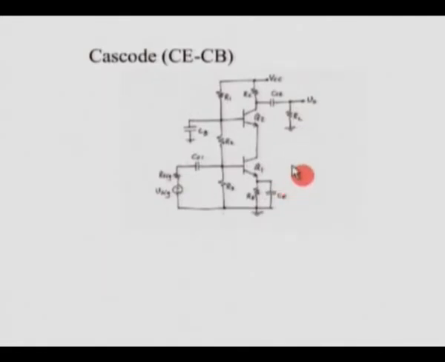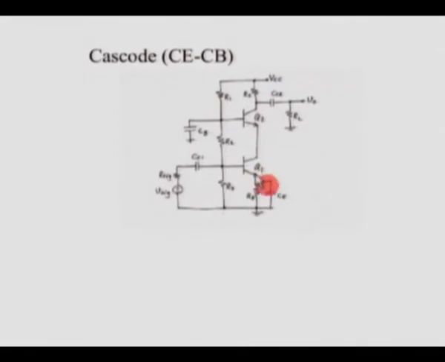So if you think about a discrete high frequency amplifier, you need to use a cascode stage. Now the output is again taken from the output of the common base stage. Now the voltage gain of this combination would be the same as the voltage gain of a single stage.